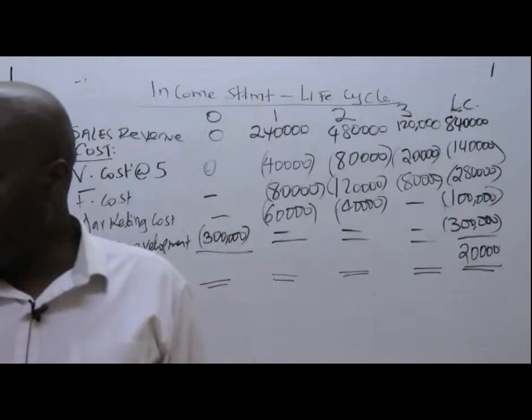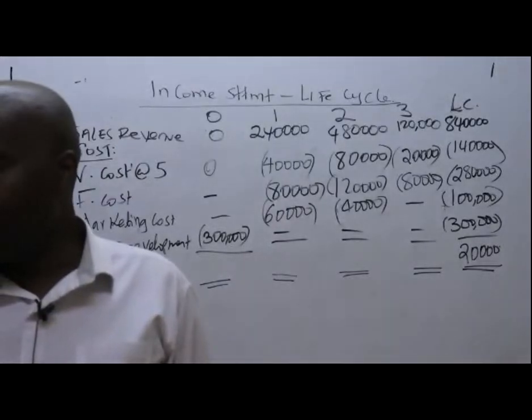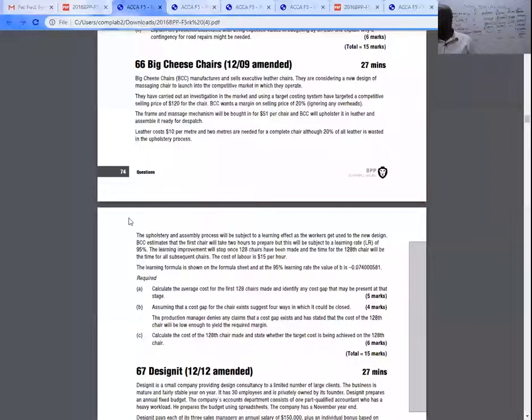So, ladies and gentlemen, I want us to try now the last one. There's a theory question there which I would want you to look at later, but I would want us to go back to our target costing. We try this question number 66. Big Cheese Chairs. ACCA is a great examination body. Look at even how they choose the names of their questions. Big Cheese Chairs, BCC.